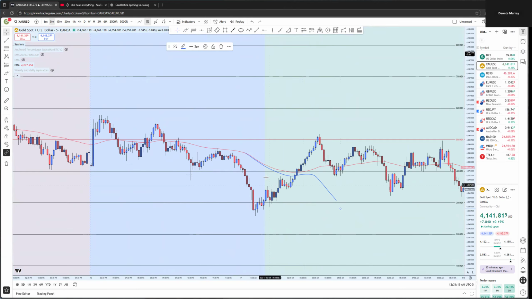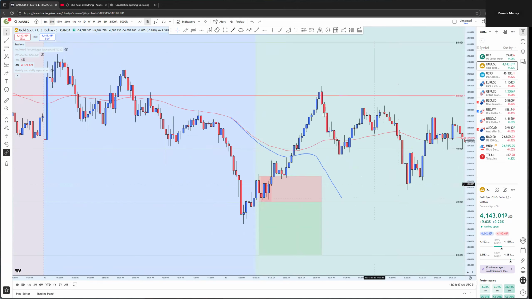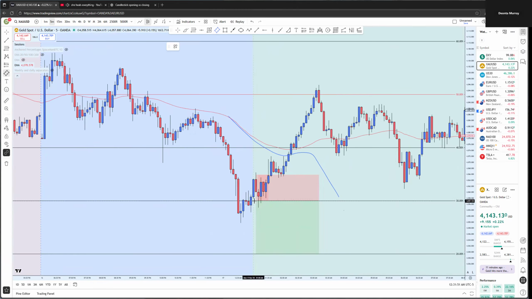When the London session started, you had some distance from that EMA, so overall we're below it. You probably would have said, okay, I'm looking to sell, which might have been a losing trade. But honestly, you should have lost this trade. Why? Because nothing closed under it. You need to see a candlestick on the M5 close under it before you can sell it.